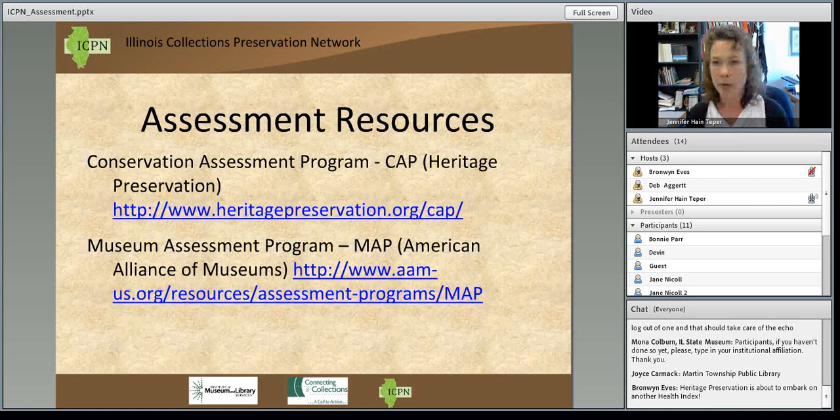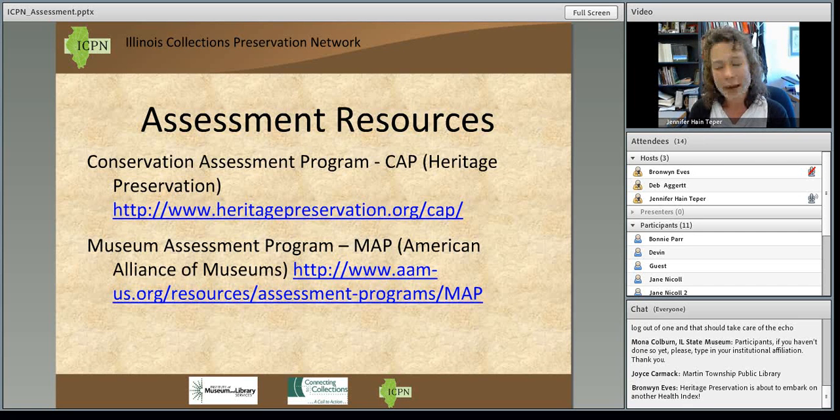The MAP program is put through the American Alliance for Museums, the AAM, which I cannot get used to that name change to save my life. And they have an assessment program which, if you are a museum, you can apply for and actually have someone come and do a conservation or preservation assessment of your collection through the AAM. And this is a really great resource.